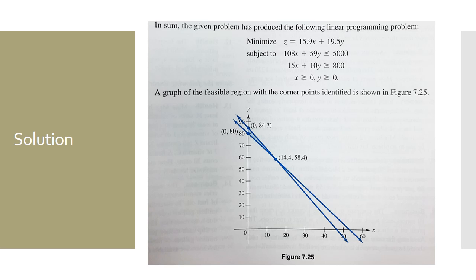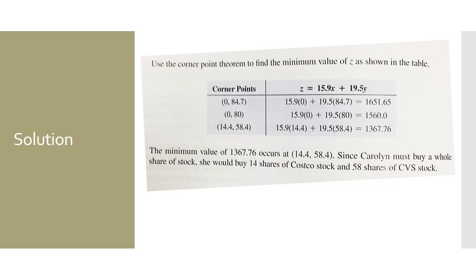Okay, here's a summary of the information we just collected. There is a graph of our feasible points, a very narrow triangular graph. But the important thing is to find those corner points and then put them into a table. Put those points into our objective function, and we find that we have a minimum of 1,367.76. That occurs at (14.4, 58.4). Now she has to buy a whole share of stock. She can't buy just a fraction of one, so she should buy 14 shares of Costco and 58 of CVS.